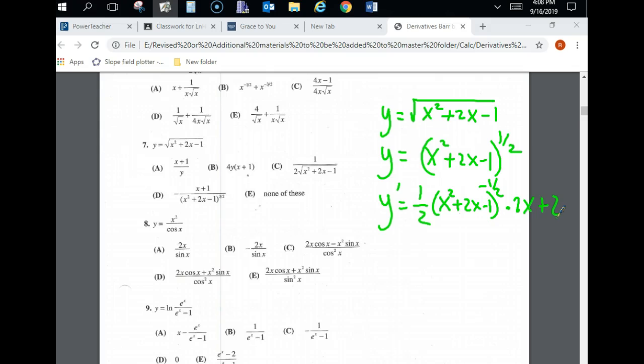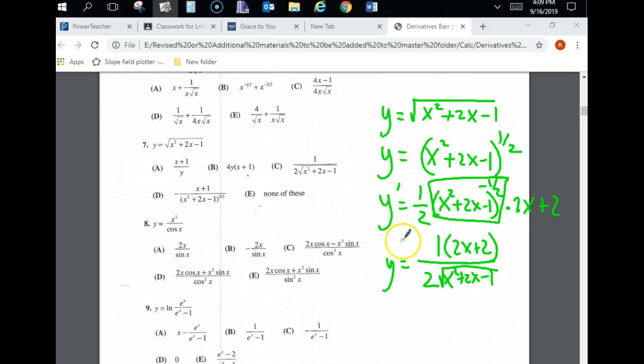Okay? Now this piece here is going to drop down to the bottom. So it's going to be y equals 1 over 2. That's this guy. And then this whole thing is going to be on the bottom because it's a negative power, right? And since it's a half power, it's a square root. And then on the top, we have 2x plus 2 being multiplied with the 1 there, which means it's really just 2x plus 2, and that's our derivative so far.